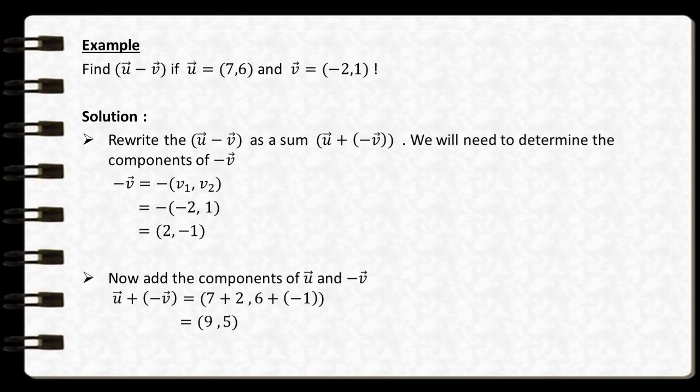Let's see an example of subtraction of vectors. Find vector u minus vector v if vector u is (7, 6) and vector v is (-2, 1). The solution: from the problem, we know u1 equals 7, u2 equals 6, v1 equals minus 2 and v2 equals 1.